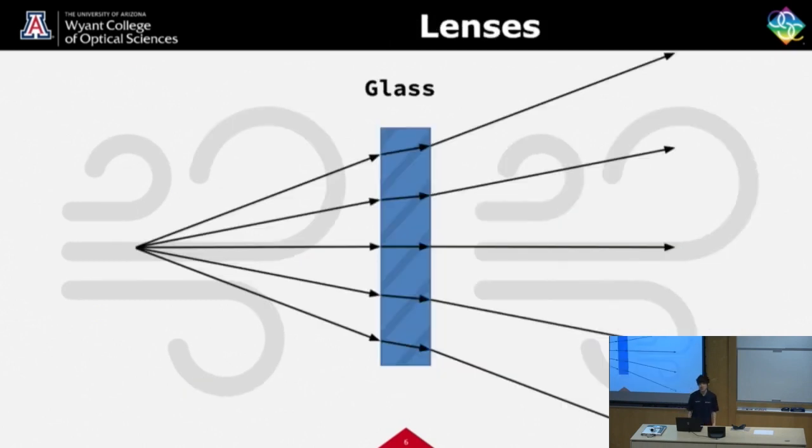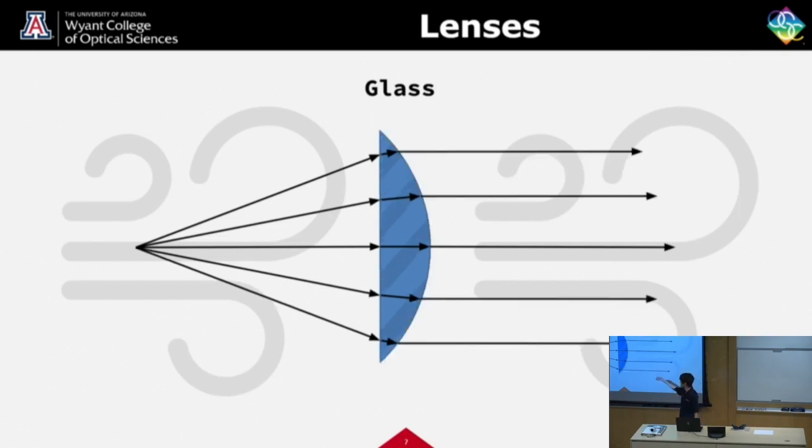Lenses will use this refraction and take advantage of this change in direction in order to direct where light will go. If we start off with just a glass pane, we can see these are a bunch of the different paths that light could possibly take. If we curve one of these surfaces, we can control where this light is directed. In this case, we've curved one of the surfaces so that all of the paths coming from this one point will move in the same direction after passing through our lens.